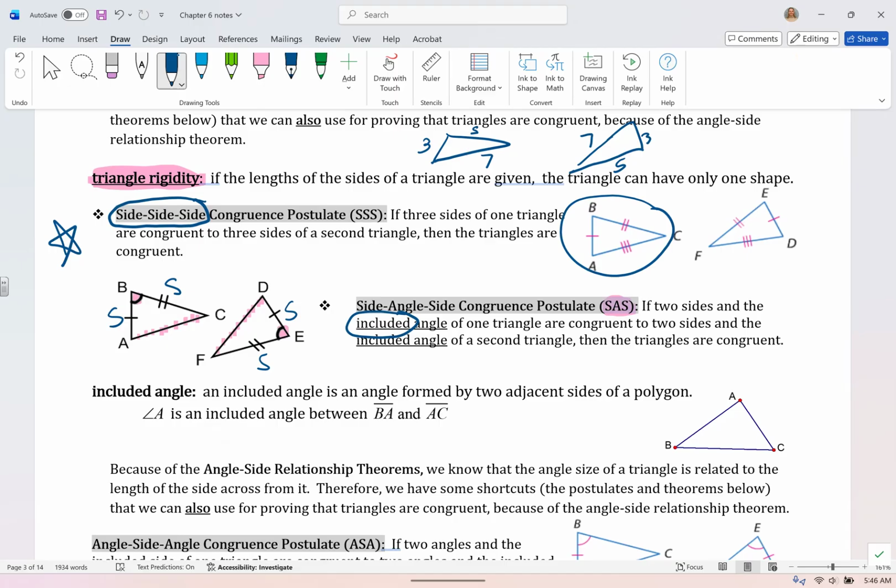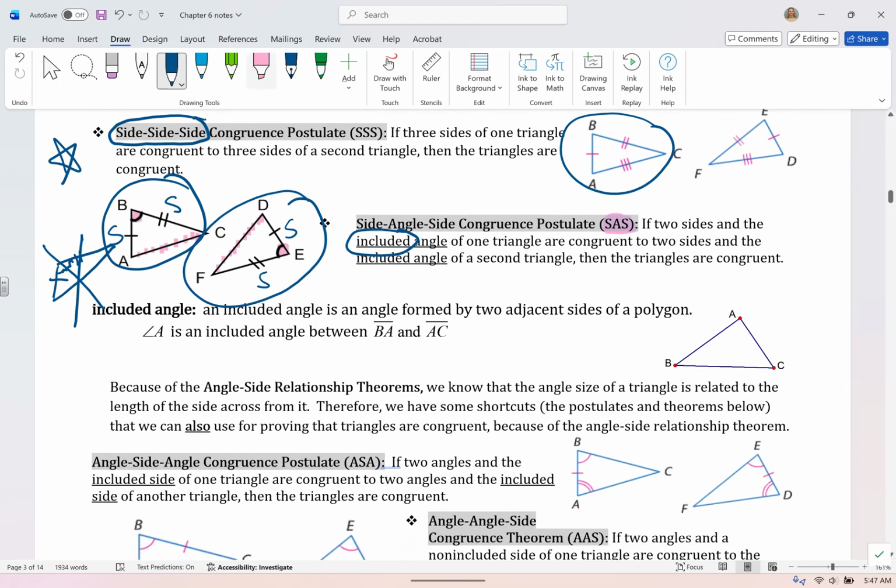If all three sides match another triangle, those two triangles would be congruent. If two sides match, but also the angle in between them matches another triangle, then those two triangles have to be congruent to each other. Can you imagine if you had this side and this side, but the angle was different? Then it wouldn't match. So you have to have the same side lengths, and the angle in between them has to match. That will guarantee a matching, congruent triangle. This one would not match if the angle in between those two sides was different.